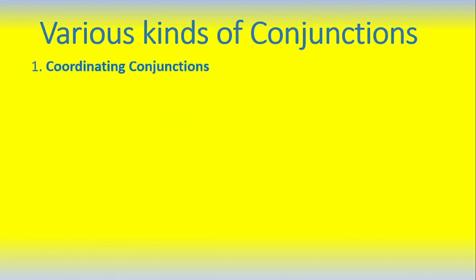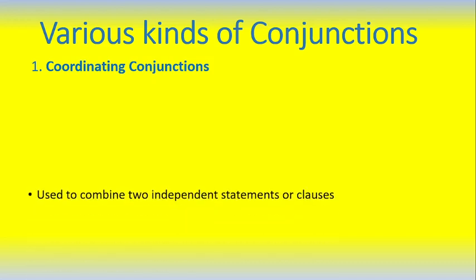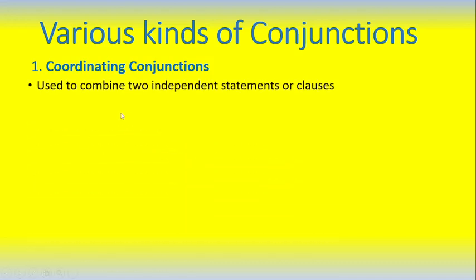The first one, coordinating conjunctions. So what is coordinating conjunction? It is a conjunction which is used to combine two independent statements or clauses. We have already studied what independent clauses are: a clause which has a subject and also a verb and object. Examples for coordinating conjunctions: for, and, neither, nor, but, either, or, yet, and so.